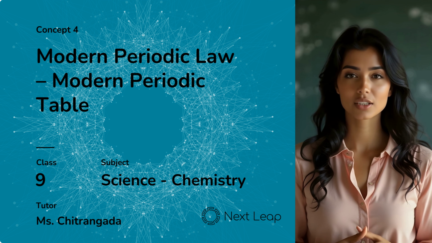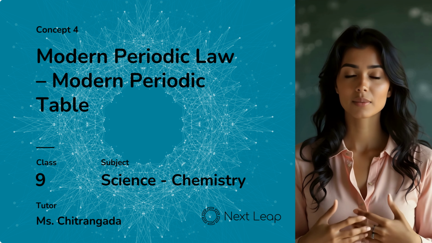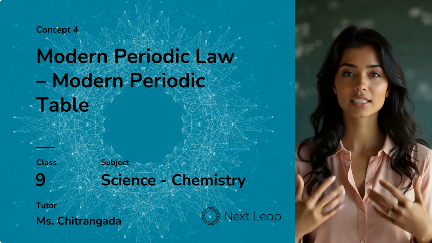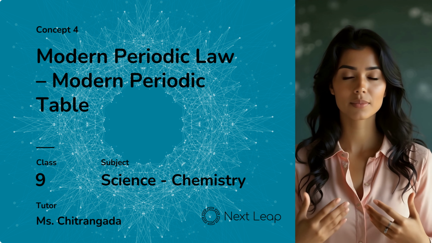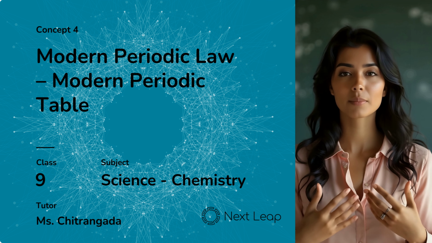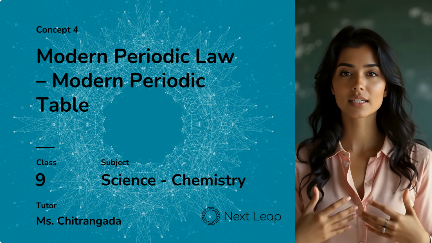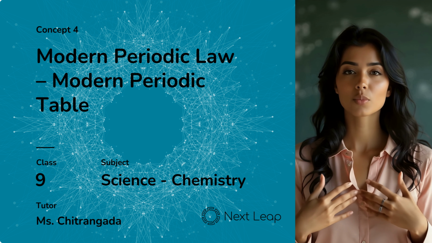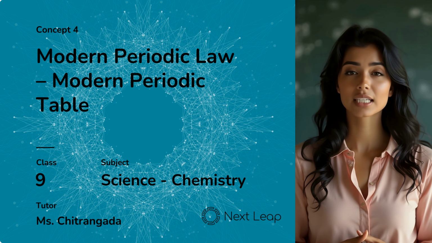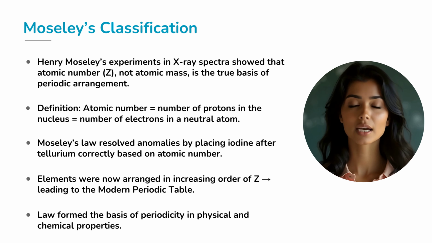Even hydrogen had no fixed place, behaving sometimes like an alkali metal and sometimes like a halogen. So, just like a messy bookshelf, Mendeleev's arrangement created anomalies, and chemists were searching for a more reliable basis of classification. Now, here's where the story gets exciting.